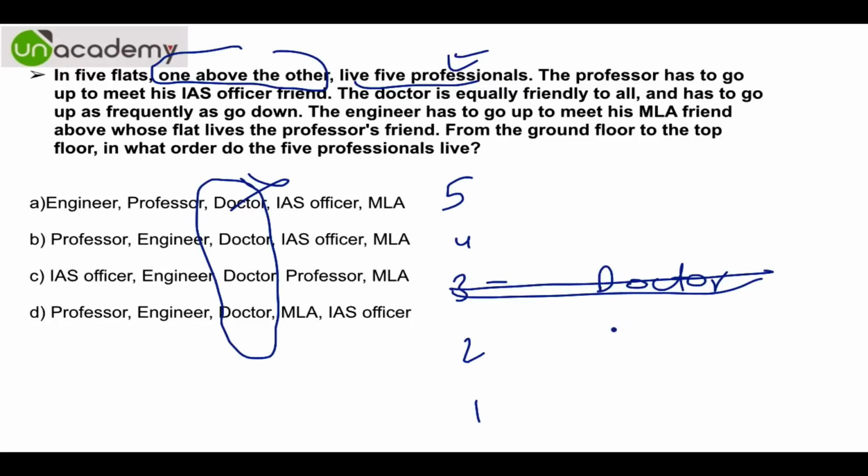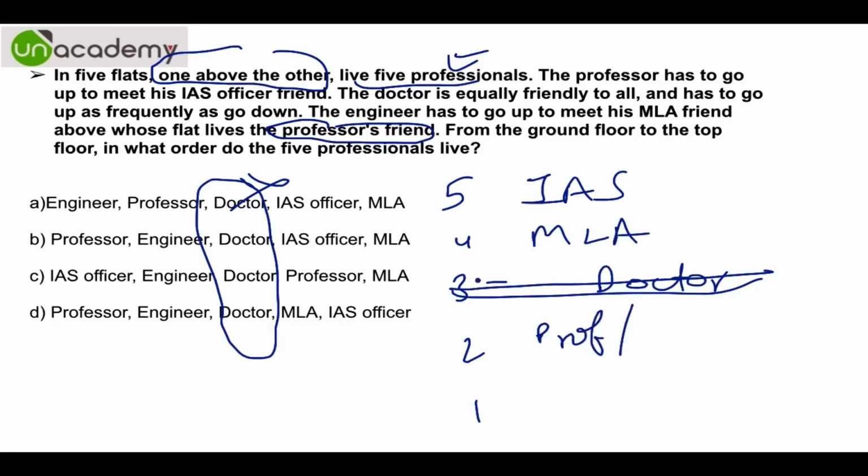The engineer has to go up to meet his MLA friend, above whose flat lives the professor's friend. Okay, so the engineer is below and the MLA is above. Since the professor's friend lives above the MLA, obviously IAS will be on the top because he is the professor's friend. Below him will be the MLA, and then it is not clear who lives here. It can be the professor also, or the engineer also.